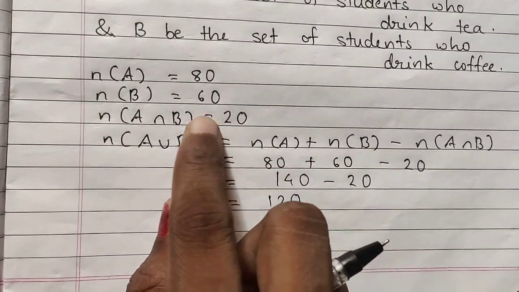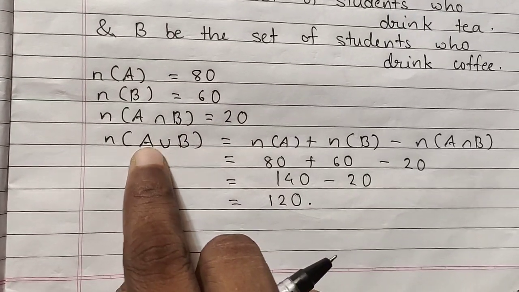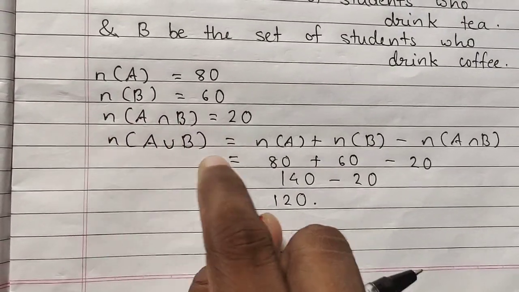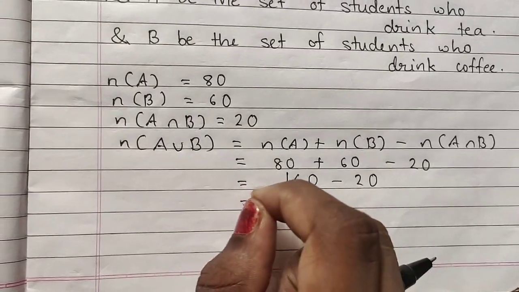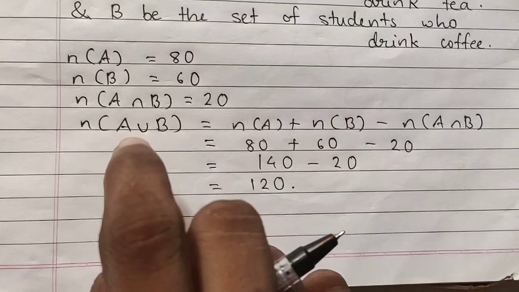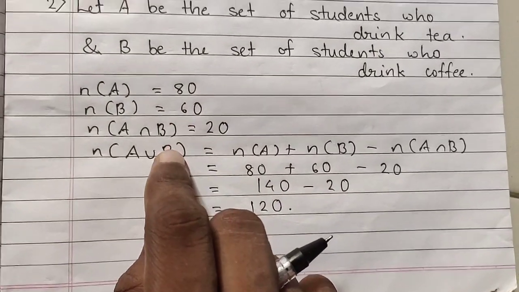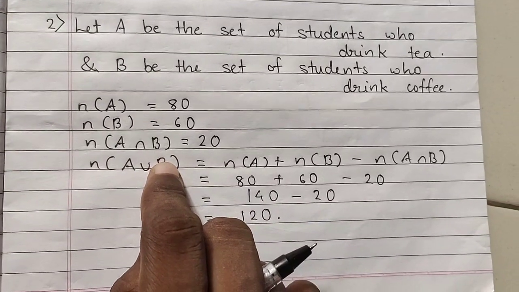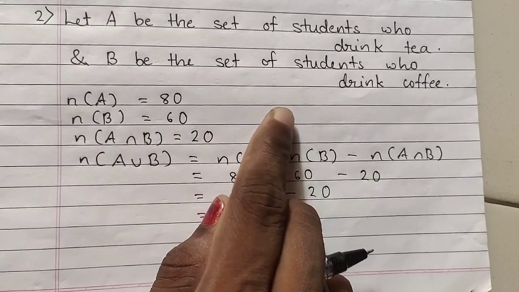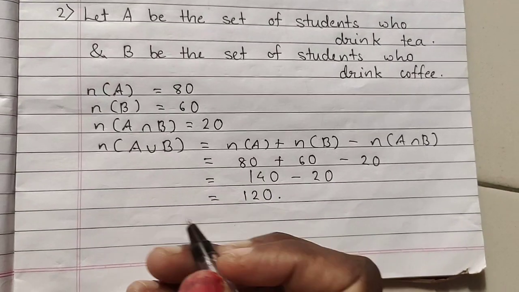Now see what is the meaning of this? Number of students who drink tea or coffee means this union contains all the students who either drink tea or coffee or both. So this set includes all the students who drink either tea or coffee. And what we need to find out is how many are there who do not drink tea or coffee. For that purpose, we know total students are 125 and we got this 120. So we can subtract that so that we can get the answer.